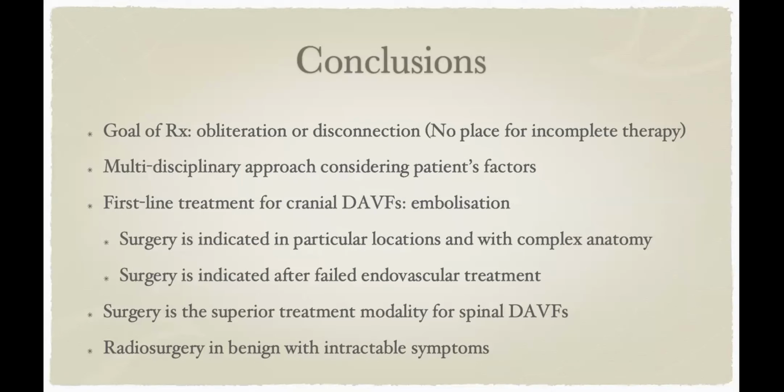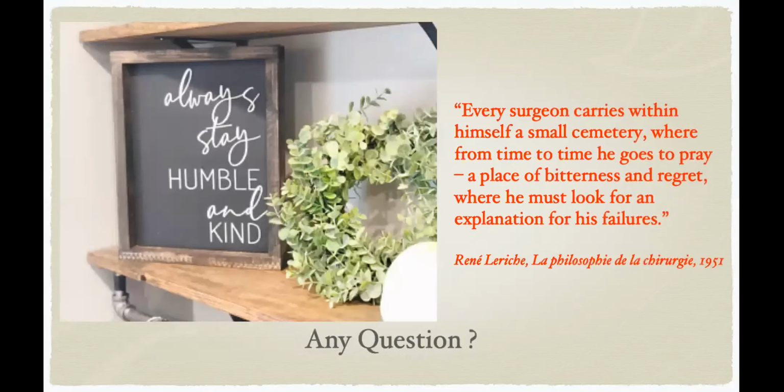So according to the literature, the first line treatment for cranial dAVF is definitely embolization. However, surgery is indicated in particular locations, like in anterior ethmoidal fossa AV fistulas as well as in tentorial AV fistulas. And it is also indicated in those cases where the endovascular treatment fails. However, in the spinal dural AV fistulas, surgery is a superior treatment modality, and radiosurgery is reserved for benign cases with intractable symptoms. So with this slide, I end here, and we will like to have questions after this.